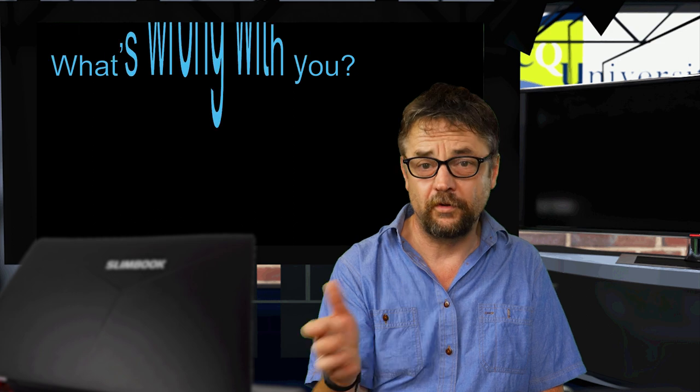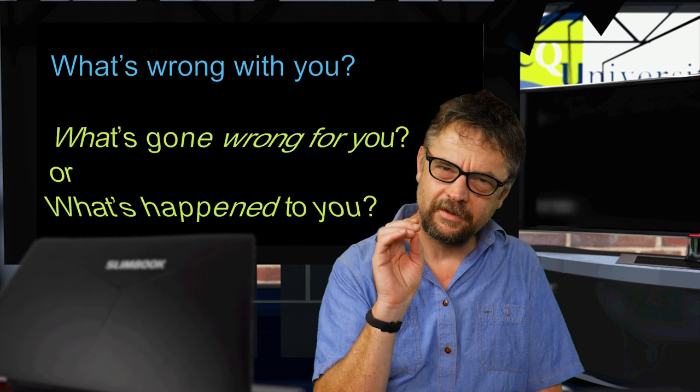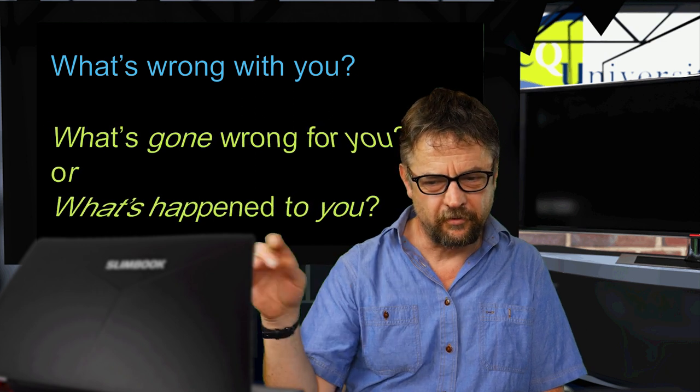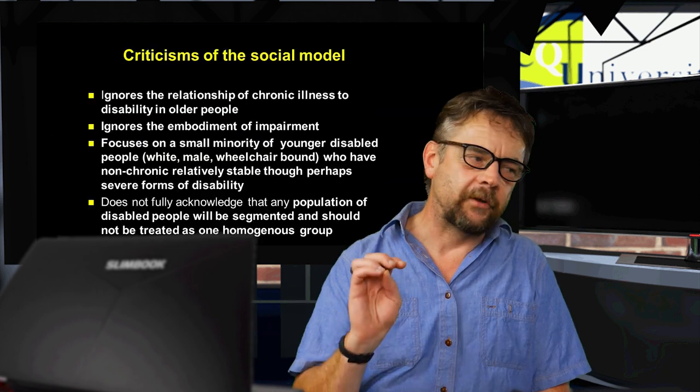Now imagine you see a friend or a member of your family upset and you ask them, what's wrong with you? Now think about what changes if instead of asking, what's wrong with you, you ask, what's gone wrong for you? Do you see that difference? There's a subtle difference. You're locating the possible source of the problem outside of the person and into their social environment. Now, there is a problem here.